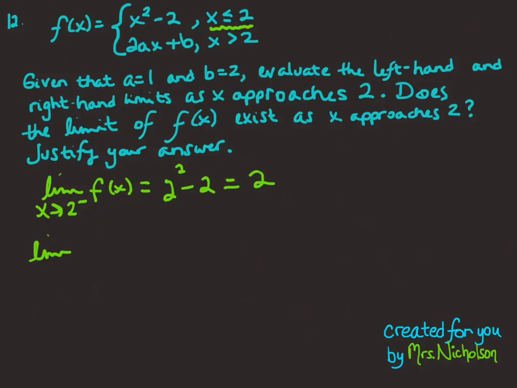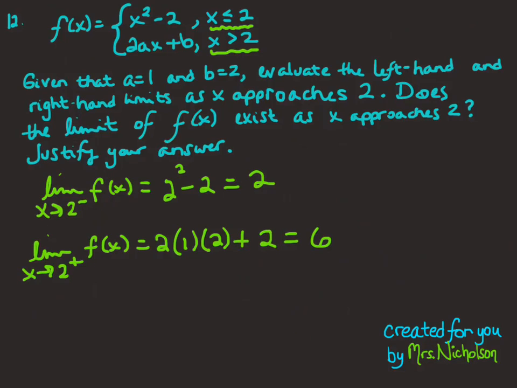Now I need to do the limit as x approaches 2 from the right of f of x, which means I'm looking at values of x that are greater than 2, and that of course is for the second piece. So I'm going to plug 2 in there, and also plug in these values for a and b. So a is 1 and x is 2, plus b, which is 2. And if I evaluate that, I get 6.